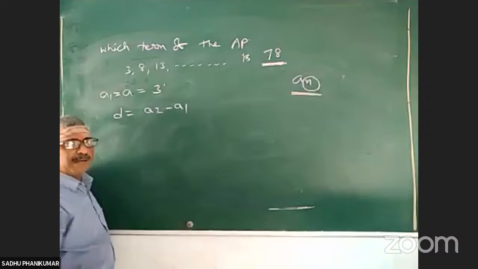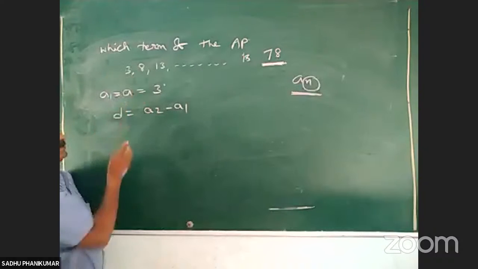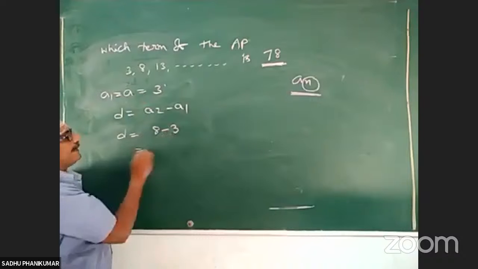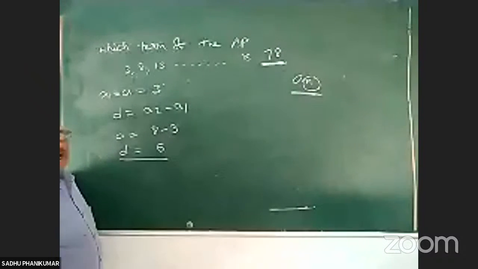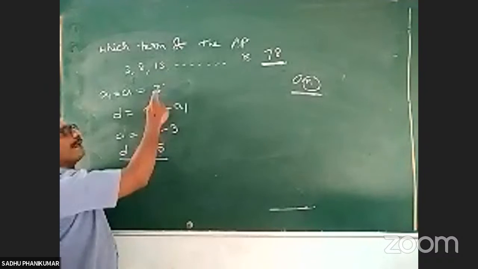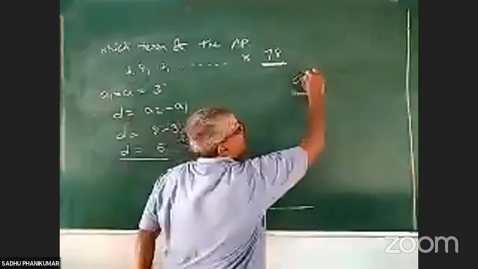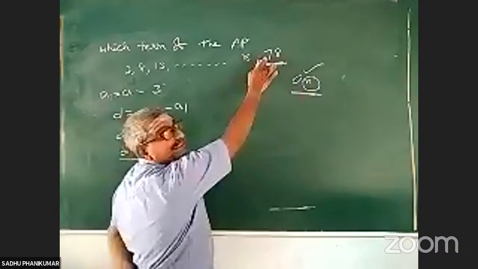D is equal to A2 minus A1. What is A2 here? 8 is A2, and this is A1. So D is equal to 8 minus 3, that is equal to 5. Now, we already have the D value and A value. And we know the Nth term AN. What is the value of AN? AN is equal to 78.